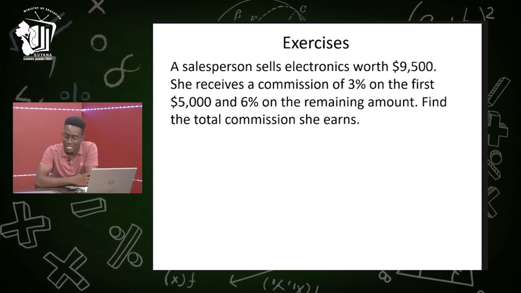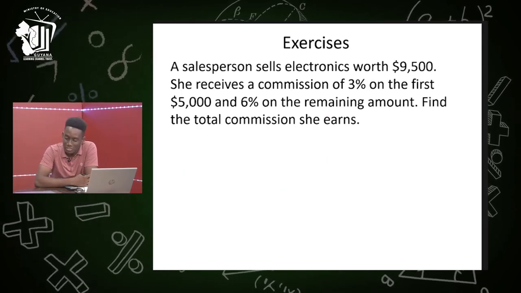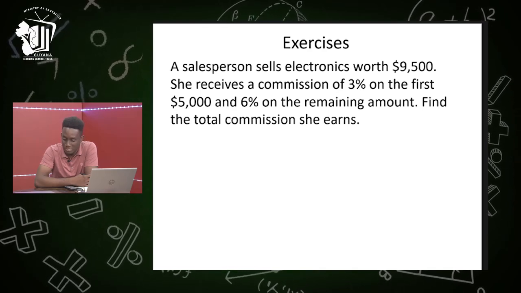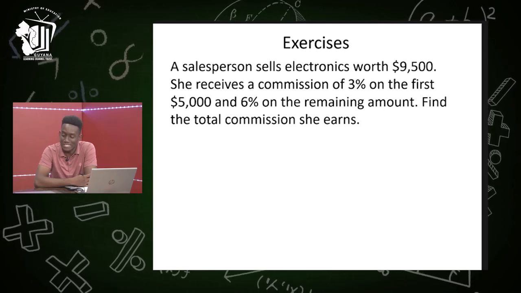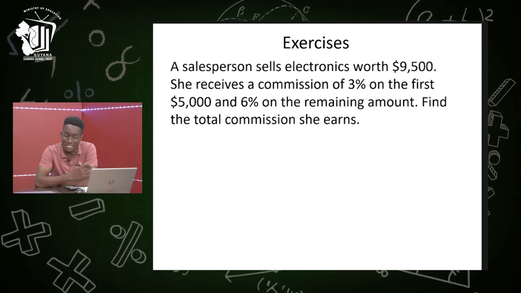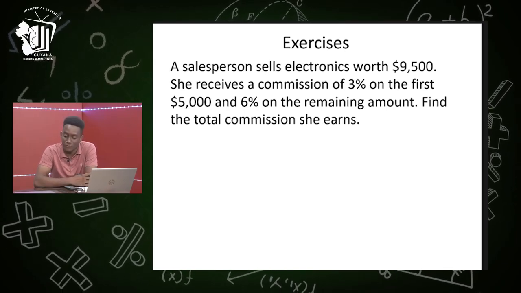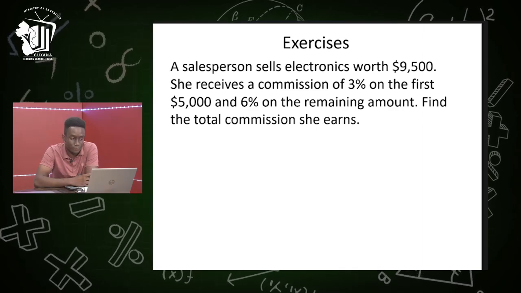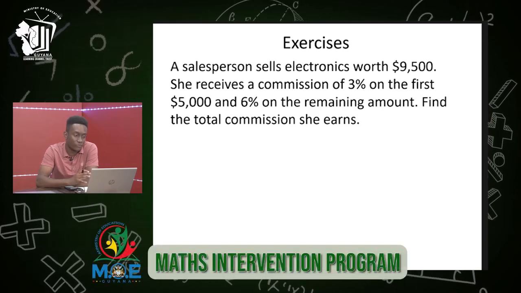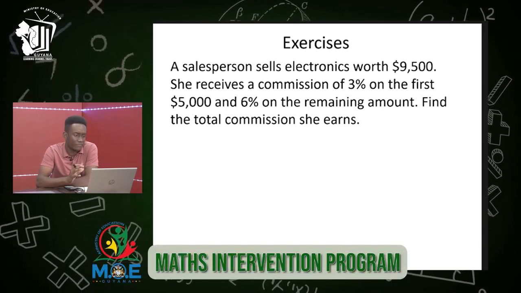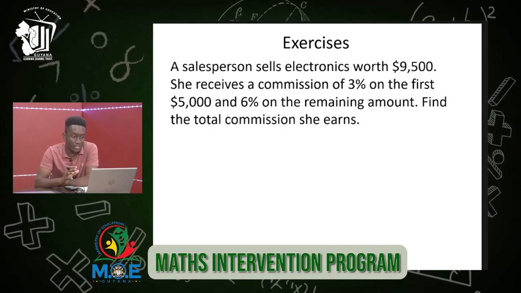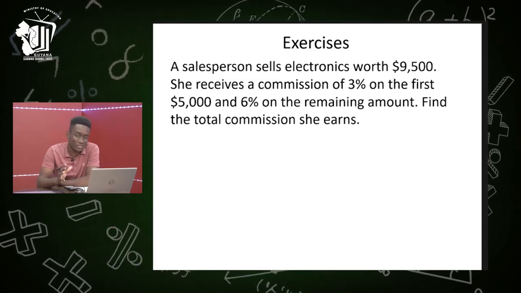So this one says, a salesperson sells electronics worth $9,500. She receives a commission of 3% on the first $5,000 and 6% on the remaining amount. Find the total commission she earns. So we have the amount of sales split into two. For the first 5,000, this person will earn 3%, and for the remaining, they earn 6%. So the more they sell, the more they will get.